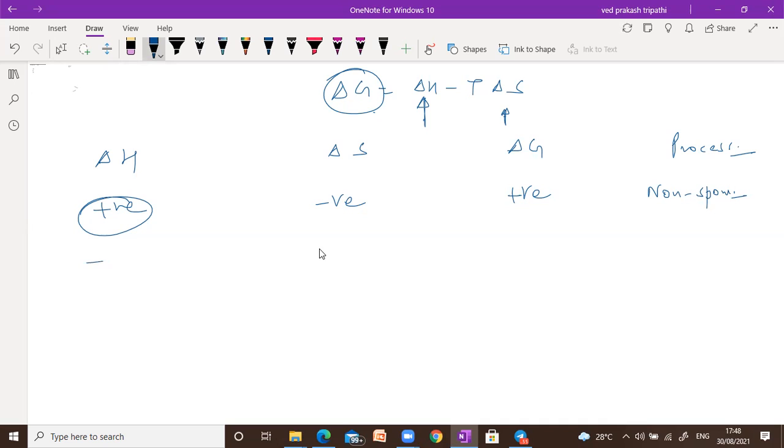What will happen if your delta H is negative and delta S is positive? Delta H is negative and delta S is positive. What should be the sign of delta G? Yes, it will be negative. It makes sense how it works. Delta H is low and delta S is high, so this value is high now. If you have a high value and a lower value and you subtract, the sign must be negative. And negative means spontaneous.